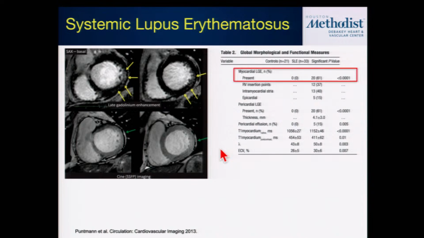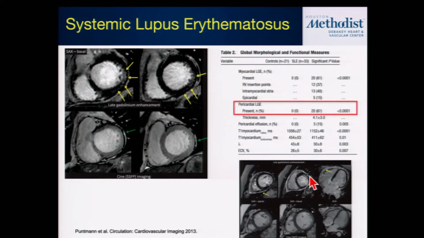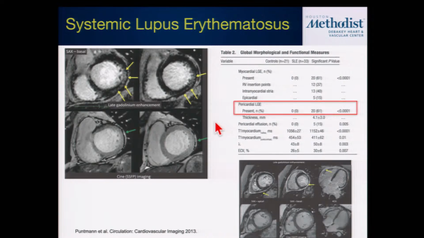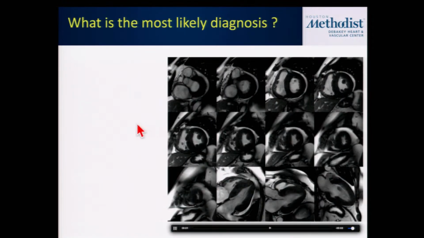And then in addition to that, the presence of pericardial enhancement or pericardial inflammation was noted in these individuals as well. In fact, when they compared a control group to those with SLE, the pericardial abnormalities and the myocardial enhancement were the findings that were uniquely distinct to the SLE group. Moving on now to another condition here.